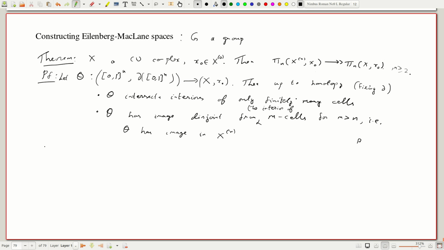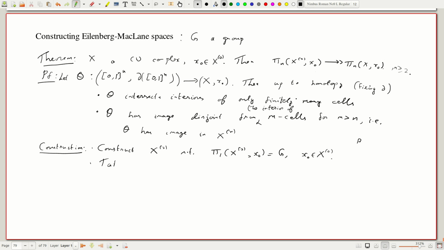Okay, so now we can construct. So the construction, now we are set. Construct x2 such that pi 1 of x2 with respect to x0 is G, and let's say x0 belongs to the 0 skeleton. We have done this earlier. Let's just recall what we did. We wrote G with a presentation, that is a bunch of generators and a bunch of relations. We took a free group on those generators by making a graph, and then we killed those relations by adding 2 cells.